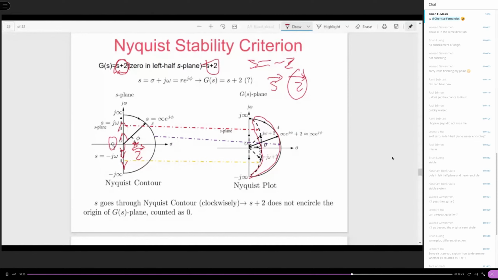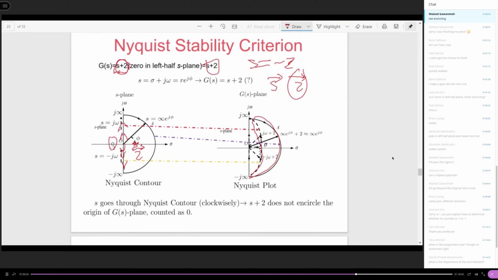What do you see here? Someone tell me, what do you see here? Come on. What do you see here? Facing the same direction. So what else? That is not the important point. No encirclement. Yeah, Brian.